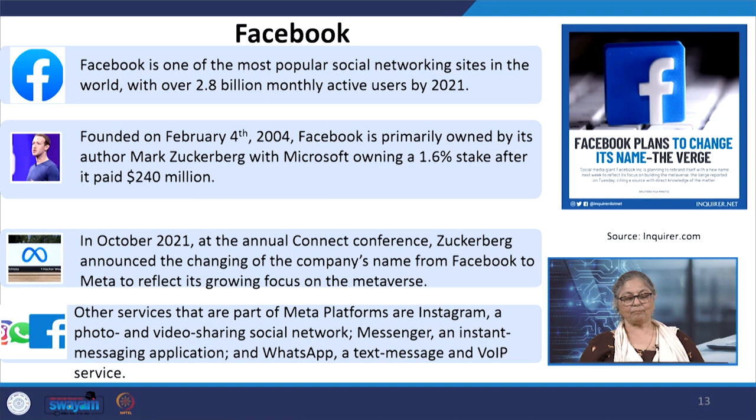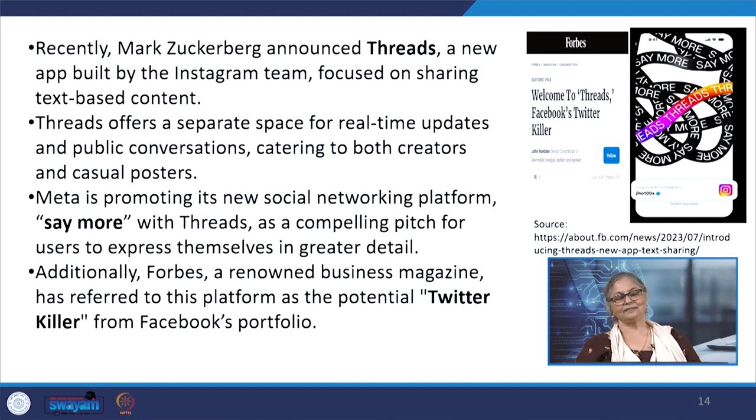Other services that are part of Meta platforms are Instagram, a photo and video sharing social network, Messenger, an instant messaging application, and WhatsApp, a text message and VoIP service. Only recently, Zuckerberg has announced Threads, a new app built by the Instagram team, and it is focused on sharing text-based content. Threads offers a separate space for real-time updates and public conversations, catering to both creators and casual posters.